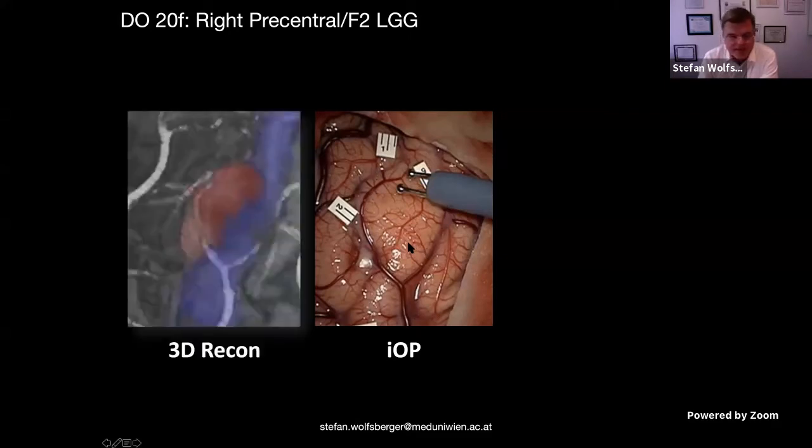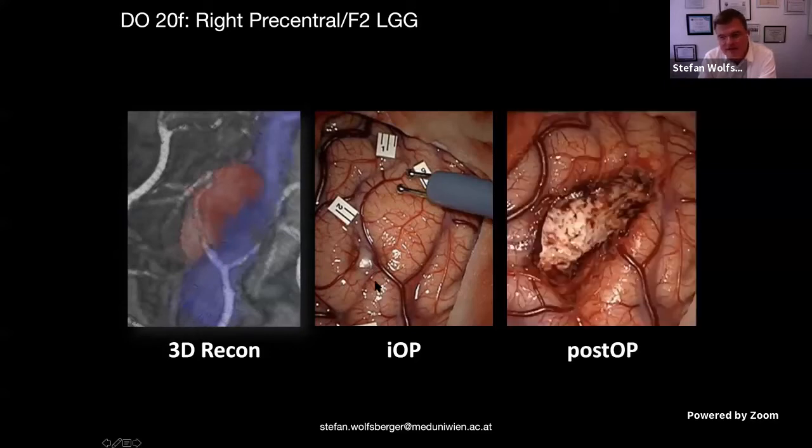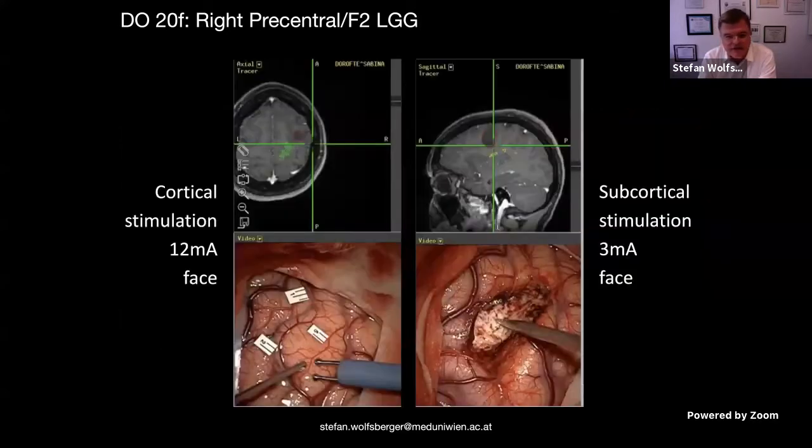But if you have this surface image with your precentral gyrus from corticospinal tract and your T2 tumor, it's very easy. And especially if you use the vessels, you see here the Y-shaped vessel, then you immediately know this will be the tumor to resect. And this is what we did. You can see that here. And actually, she did very well.